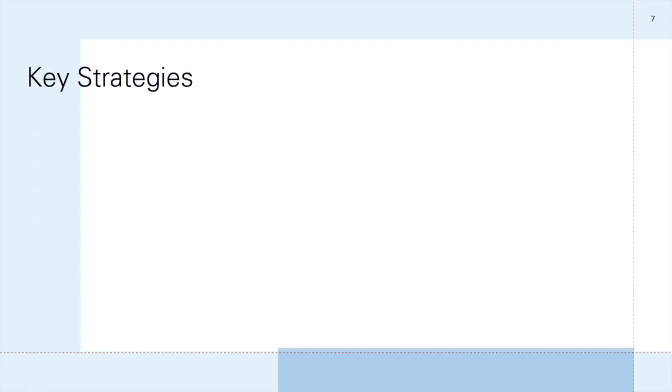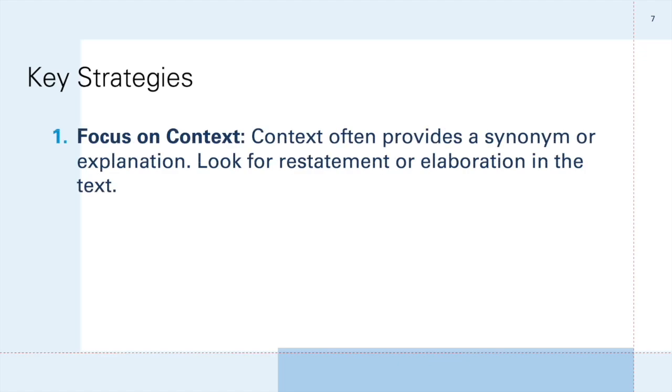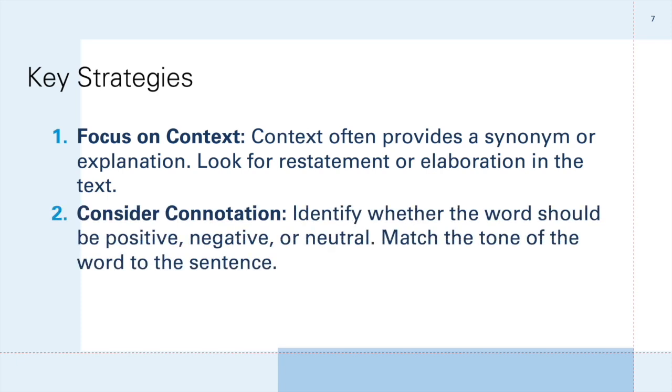Now, there are a few other key strategies that you can use to help you. The first one is to focus on the context. The text often provides a synonym or explanation that will help you choose the right word. Look for any restatement or elaboration in the text that will guide you. The second strategy is to consider connotation. Words carry a certain tone: positive, negative, or neutral. The right word will match the tone of the sentence.